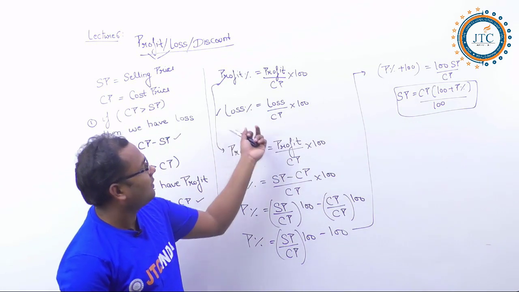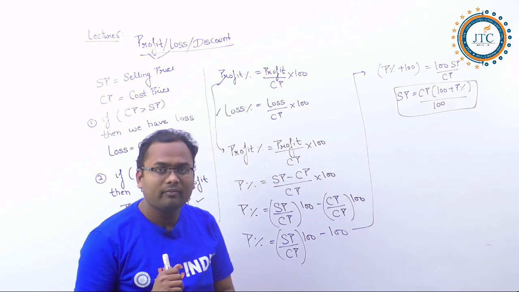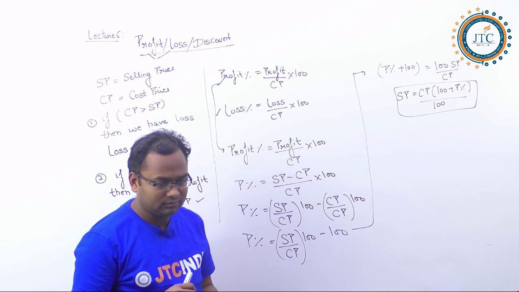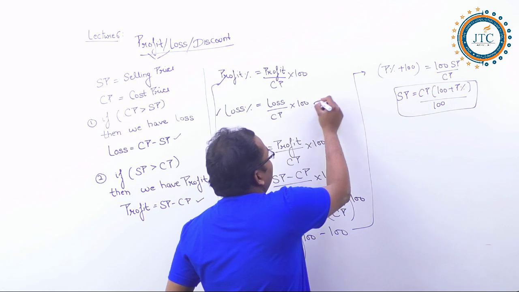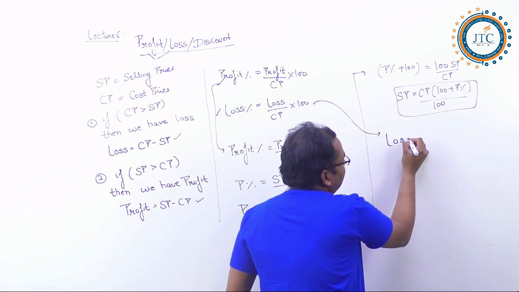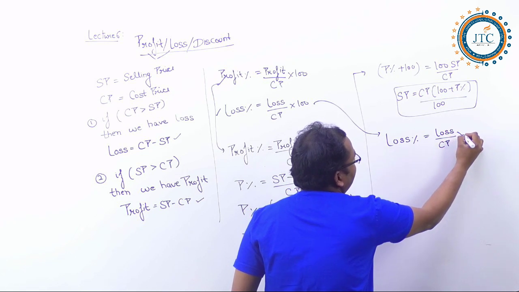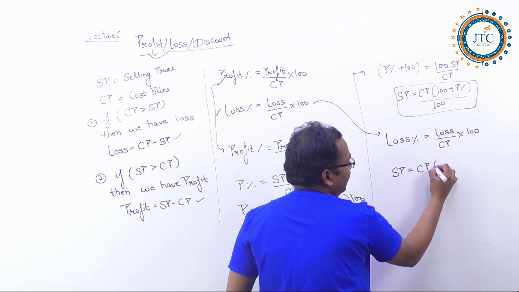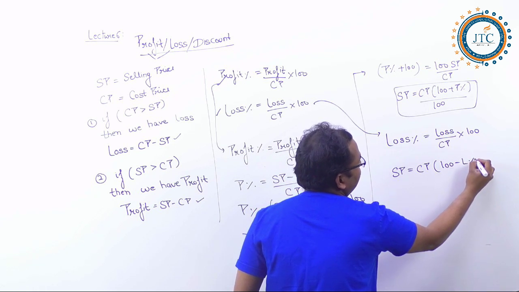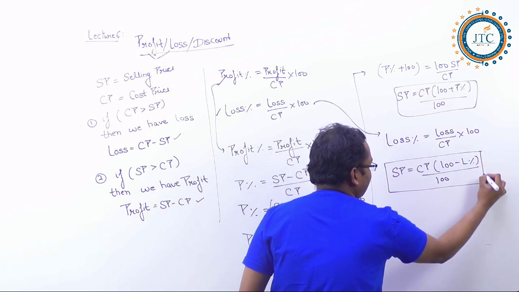So what is the formula when we have given loss percent? Any doubt till this formula? So students, if we have given loss percent equal to loss upon cost price into 100, then what is the value of selling price? We can directly write it here: selling price equals cost price into 100 minus loss percent upon 100. This is the formula when we have given cost price and loss percent.